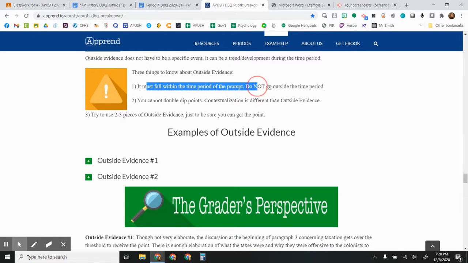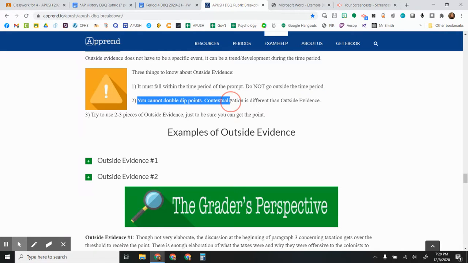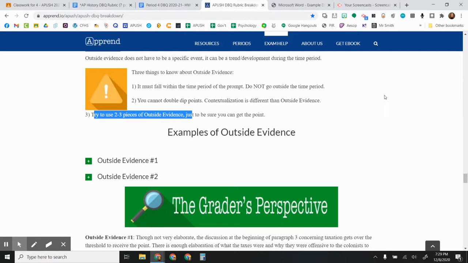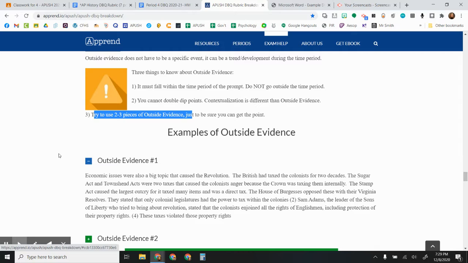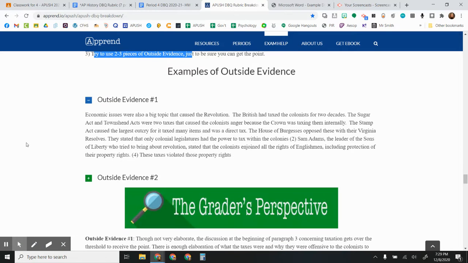It must fall within the time period. Do not go outside. As I mentioned earlier, you cannot double dip for points. If something is in contextualization, it can't be used for outside evidence and vice versa. It's recommended, and I support this, that you try to use at least 2 to 3 pieces of outside evidence just to make sure that you get it. You only need 1, but sometimes you might not do that 1 very well. So if you have a few to choose from, that might help your score. So the first example, just take a second and read that. Pause it if you like.